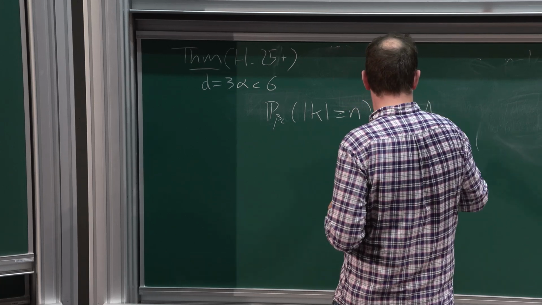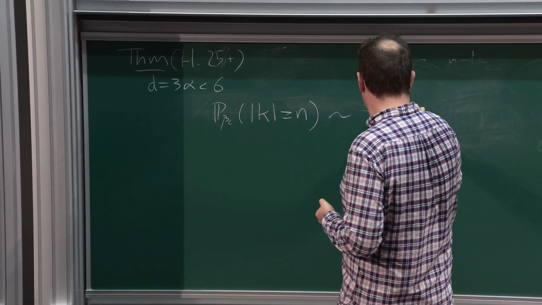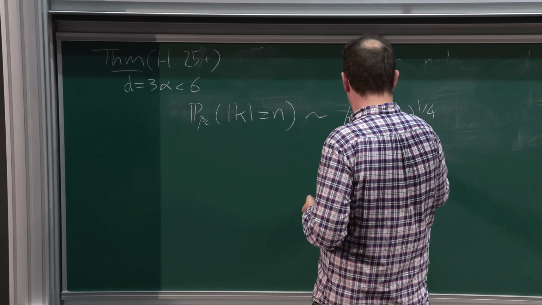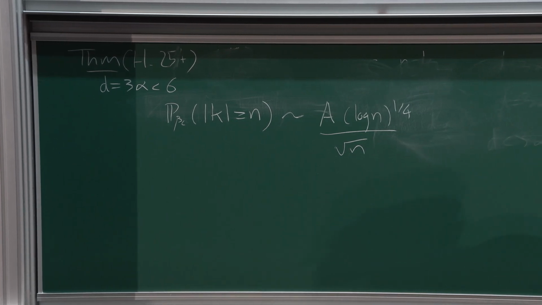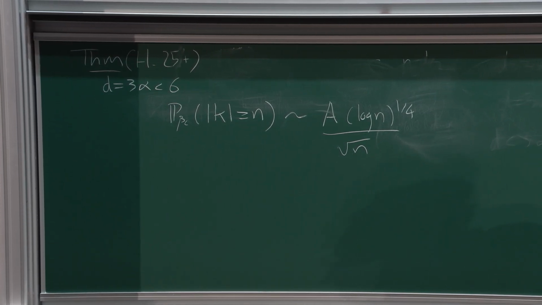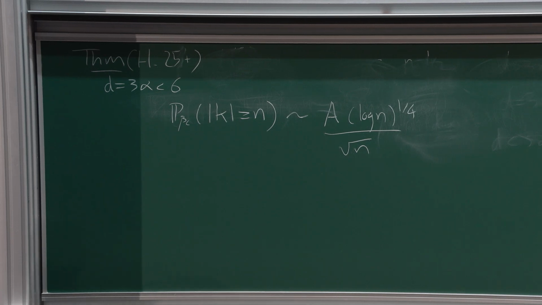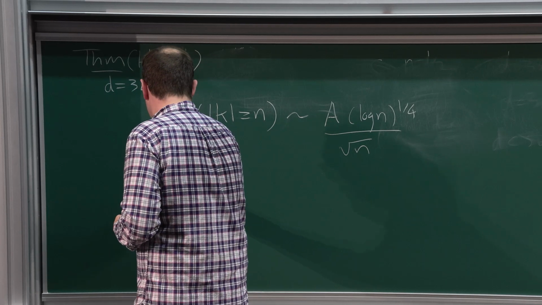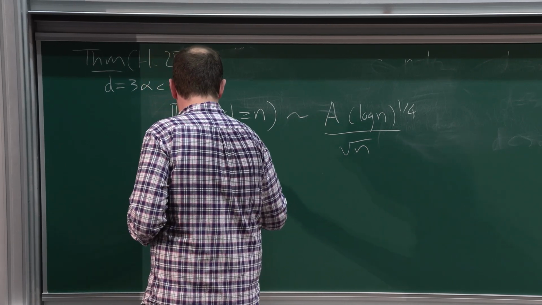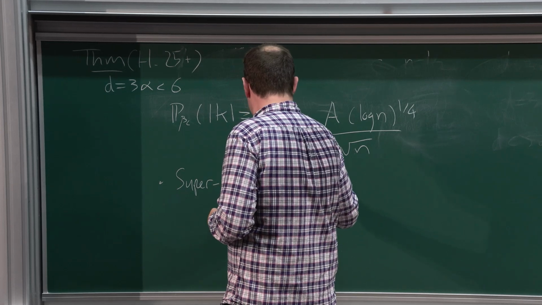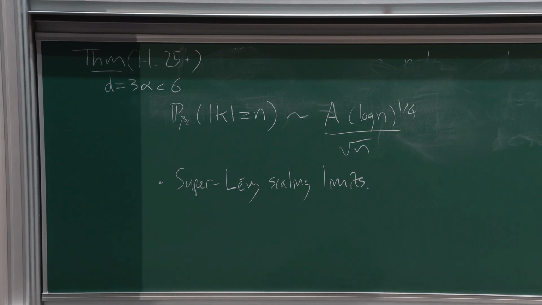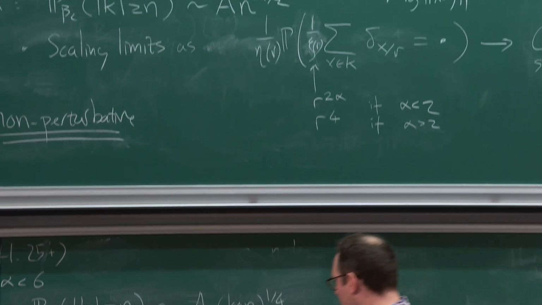So the first is that, again, there exists some positive constant A such that the volume tail is given exactly like in the hierarchical case. It's larger than the mean field scaling by a log to the 1/4. And the other thing is that you get the same super-Lévy scaling limits, where, again, these scaling functions have log factors.